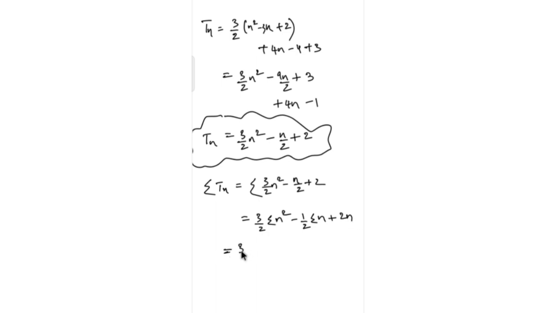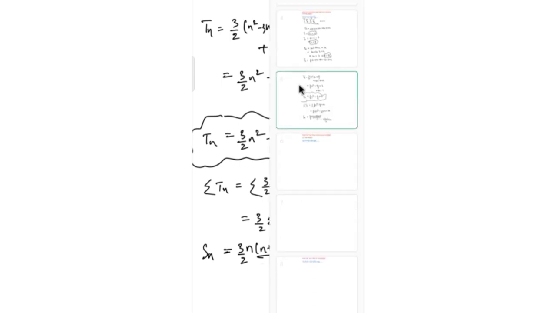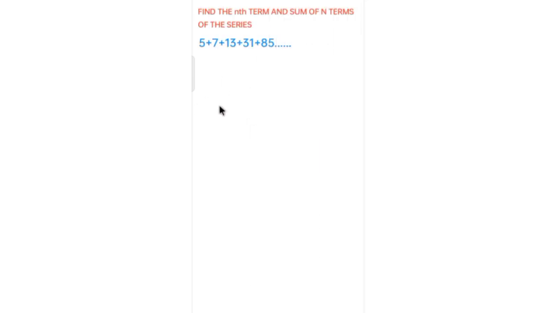Alright, so it's 3 by 2 into n into n plus 1 into 2n plus 1 by 6, and minus n into n plus 1 by 4, plus 2n. So you can just solve it and you can get the value of Sn. So Sn is nothing but sigma Tn. So using that we'll get the value of Sn. So this is how you do it. And this is the second question.